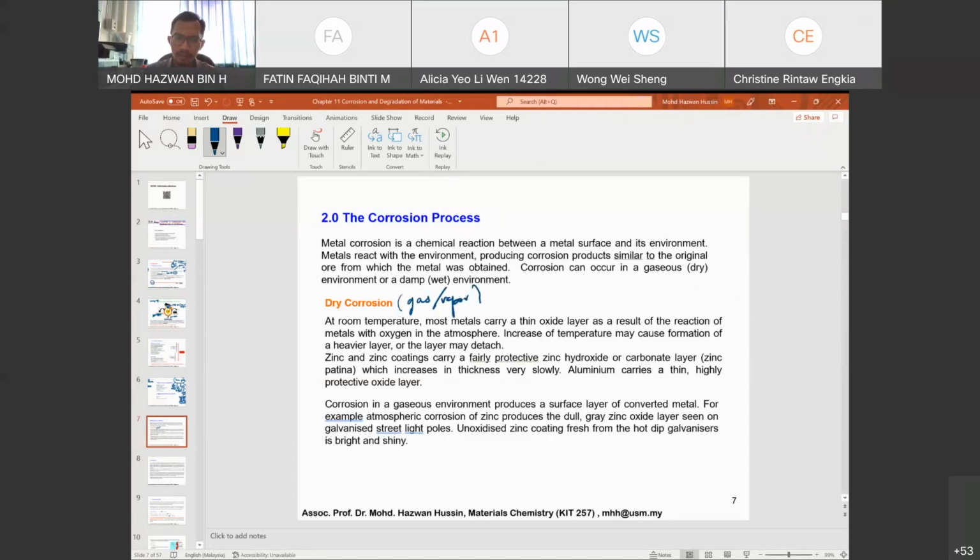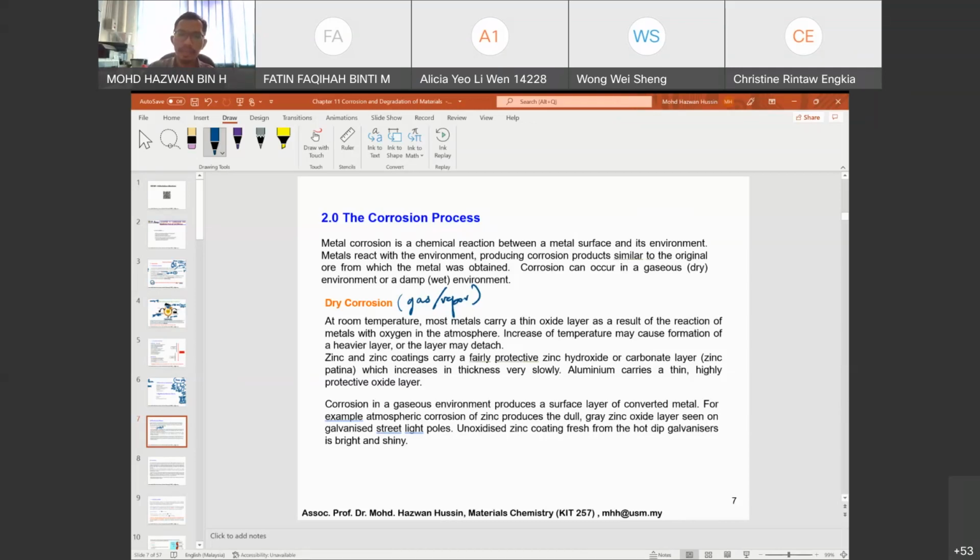At room temperature, most metals carry a thin outside layer as a result of the reaction of the metal with oxygen in the atmosphere. Increasing the temperature may cause formation of a heavier layer, or the layer may detach. Zinc and zinc coatings carry a fairly protective zinc hydroxide or carbonate layer, which increases in thickness very slowly. Aluminium carries a very thin, highly protective outside layer. Corrosion in a gaseous environment produces a surface layer of converted metal. For example, atmospheric corrosion of zinc produces a dull gray zinc oxide seen on galvanized strip poles. Unoxidized zinc coating, fresh from hot dip galvanizing, is bright and shiny.